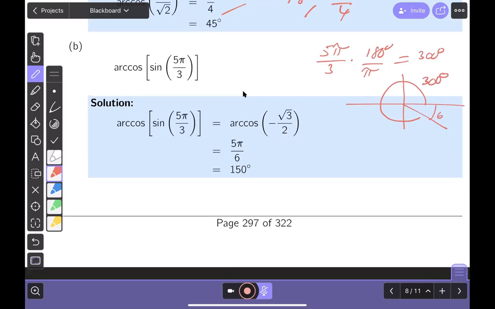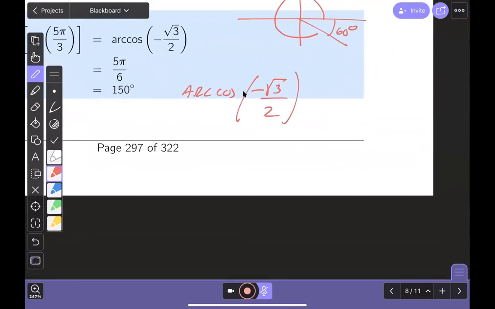What's the reference going to be? 60 degrees. Well, what's the sine of that? If you thought about it, it's minus root 3 over 2. I'll write that down for you. So it's going to be arc cosine of minus root 3 over 2. All right, now what do you do? It's really back to the same old story.